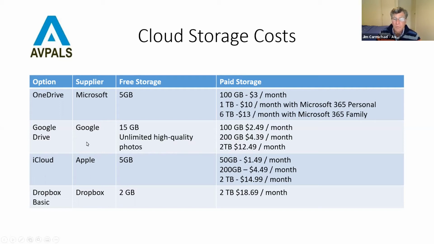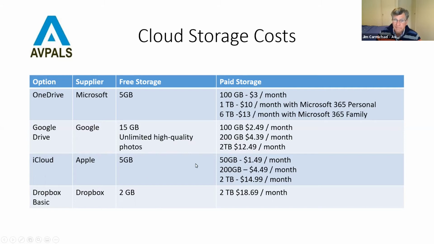Google Drive, we talked about previously, 15 gig, unlimited high quality photos. And photos are the large users of storage on your devices. So if you can cope with unlimited photos, your 15 gig will do you quite a long time. But if you want some more, $249 a month for 100 gig, $439 for 200, and $1249 for 2 terabytes.